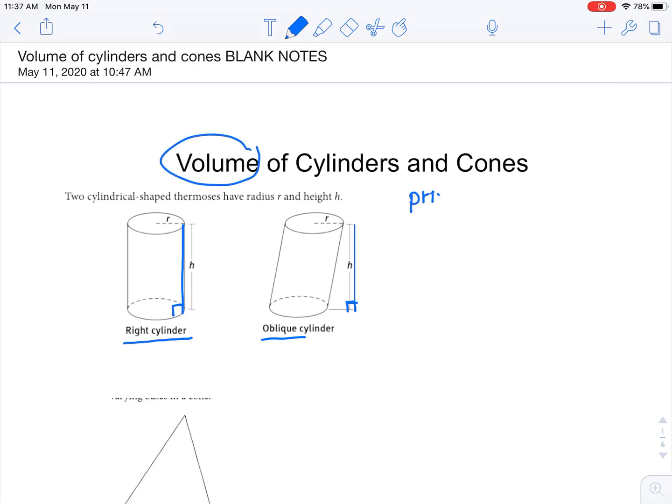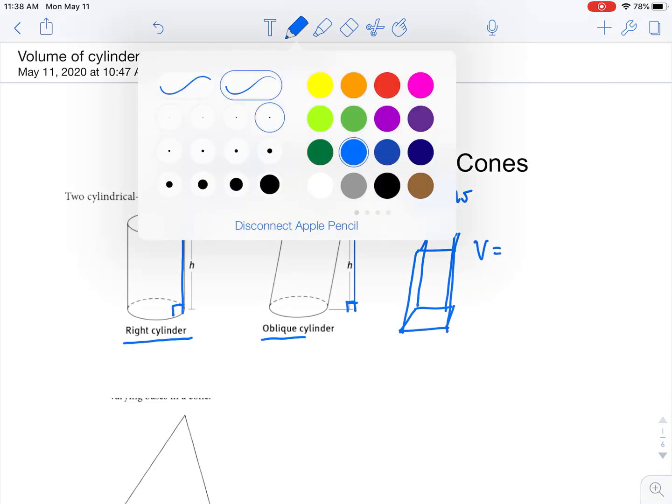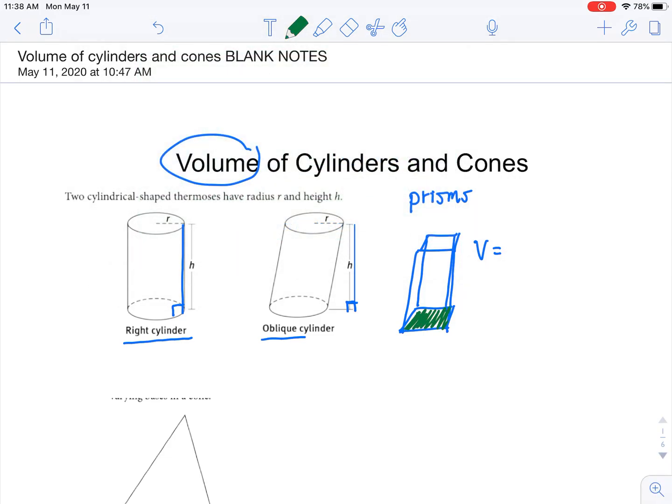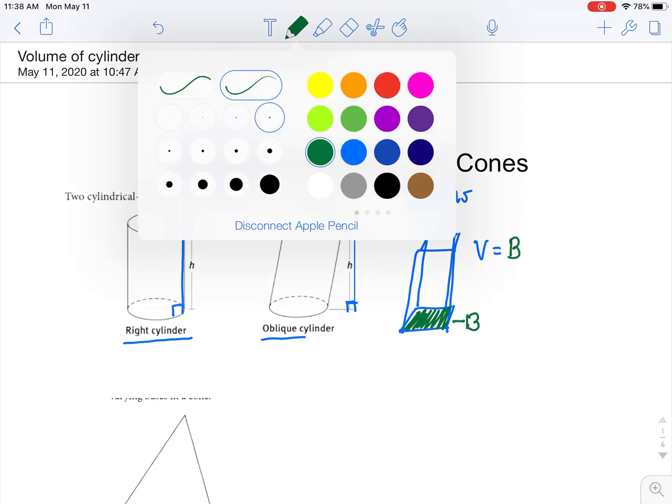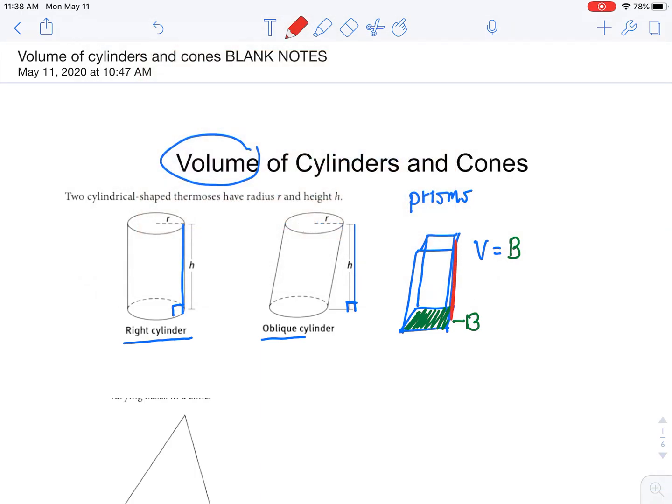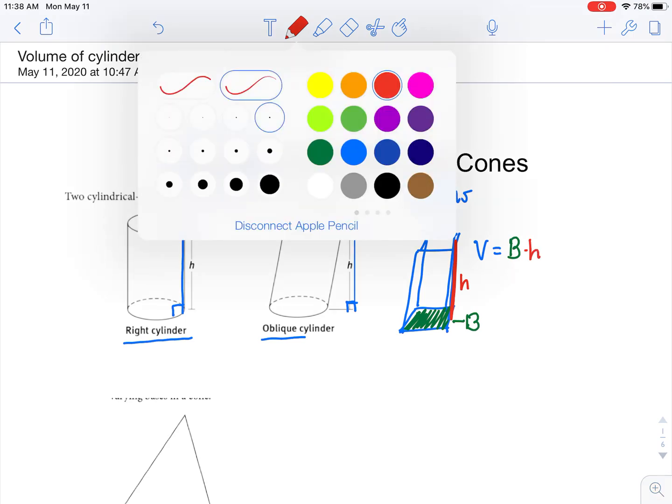Now, what do we know about volume again? If you remember volume of prisms from one of our earlier lessons, if we needed to find the volume of a prism, let's say it was a square prism where the top and bottom were both squares, we would find the volume by first finding the area of this base, which we referred to as capital B for the area of the base, and then we multiplied that by the height of the prism. It was a very simple formula: area of the base times the height.